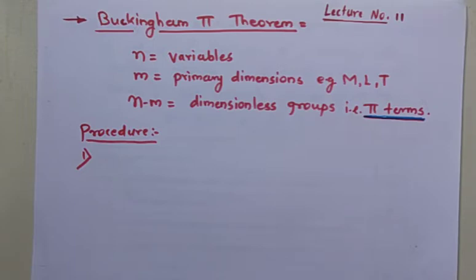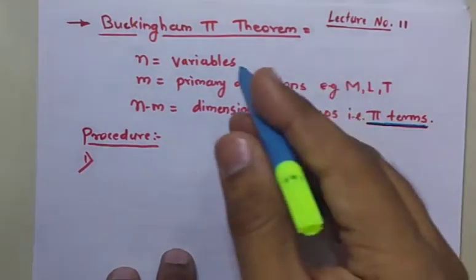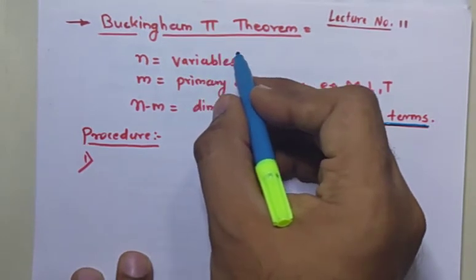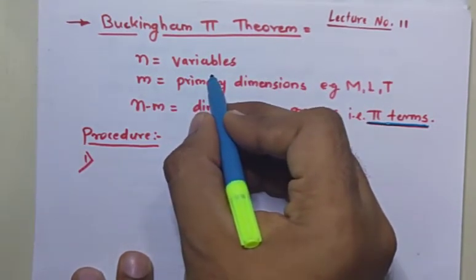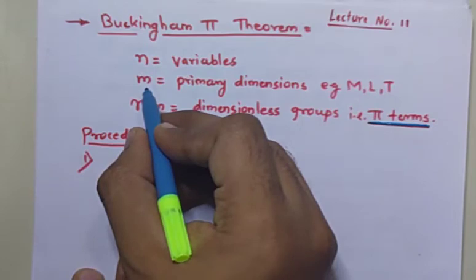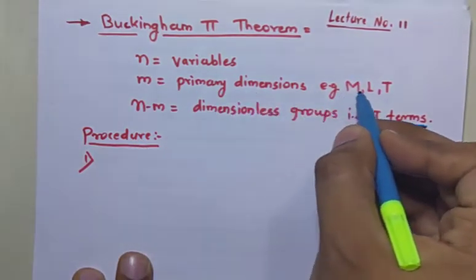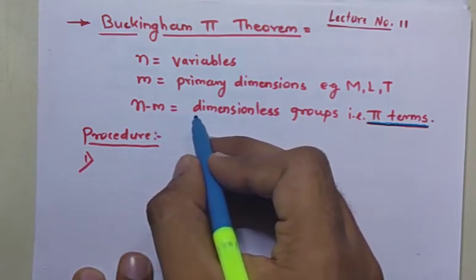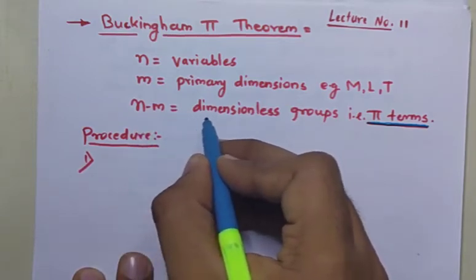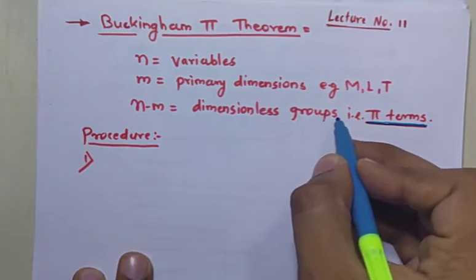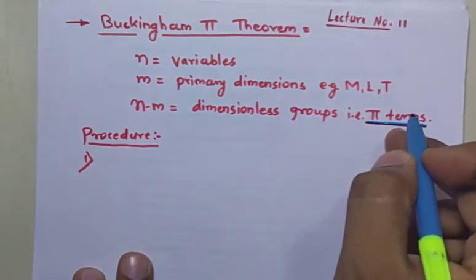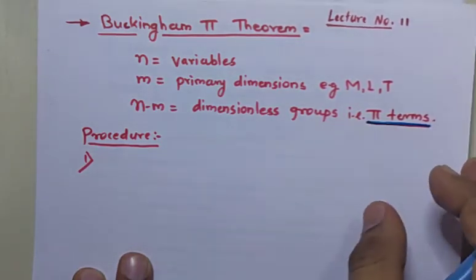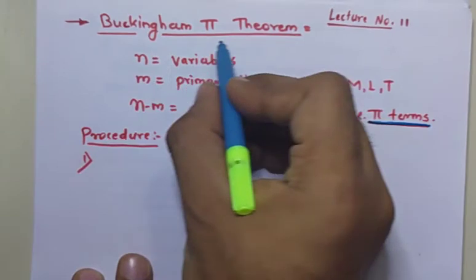Now let's see the Buckingham Pi theorem first. Buckingham Pi theorem states that if there are n variables involved in a physical phenomenon, and if these variables contain m primary dimensions, that is M L T, then the variable quantities can be expressed in terms of an equation containing n minus m dimensionless groups or parameters. Buckingham referred to these dimensionless groups as pi terms. So this is the statement of the Buckingham Pi theorem.